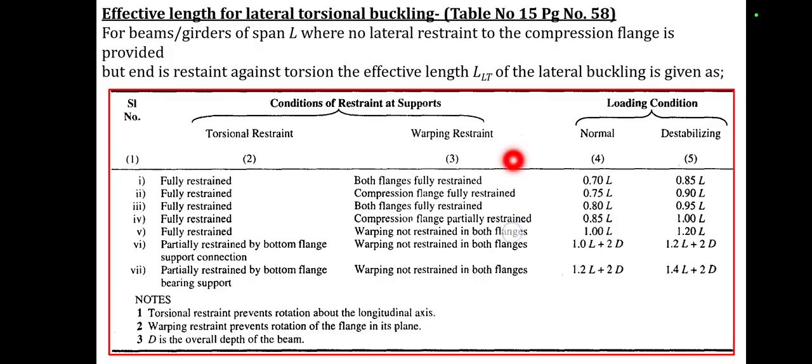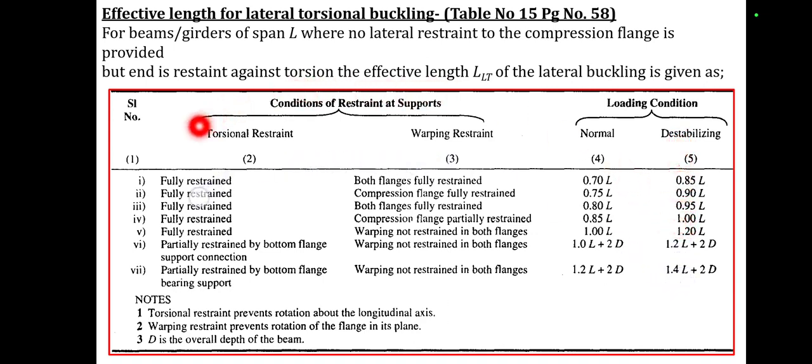Dear student, as I described previously, here is how to calculate the effective length for lateral torsional buckling. For beams and girders of span L where no lateral restraint to the compression flange is provided, but the end is restrained against torsion, the effective length LLT of lateral buckling is given as follows. Here are the effective lengths for the normal loading. These are the lengths for the destabilizing loading.